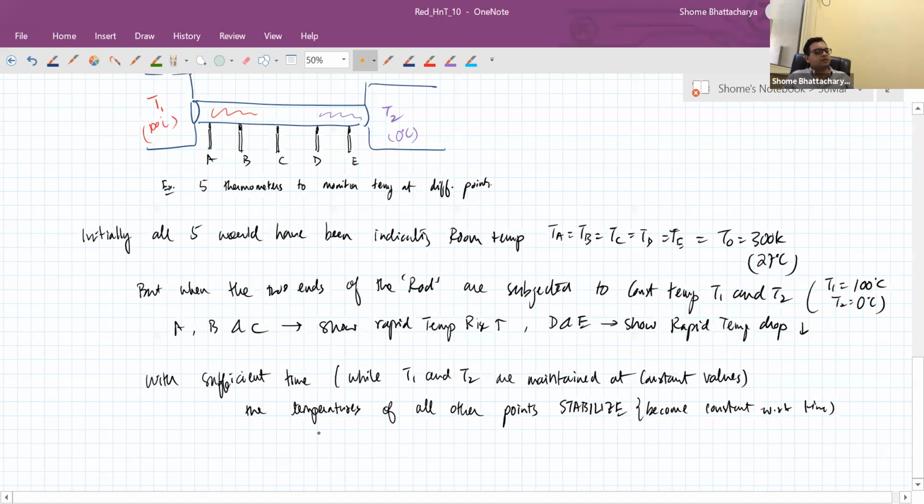So for example, it may so happen that the temperature of the thermometer here that I've attached might stabilize to 90 degrees C. The temperature of this other one might stabilize to 75 degrees C. The temperature at C might stabilize to 50 degrees C. The temperature at D might stabilize to, let's say, 20 degrees C. The temperature at E might stabilize to 5 degrees C. I'm just saying, for example, it depends on the exact position of the thermometers.